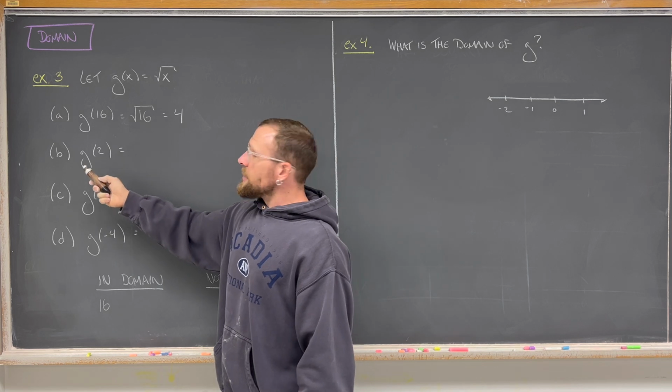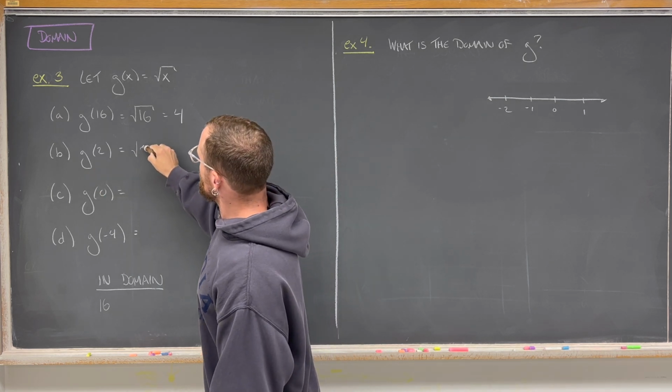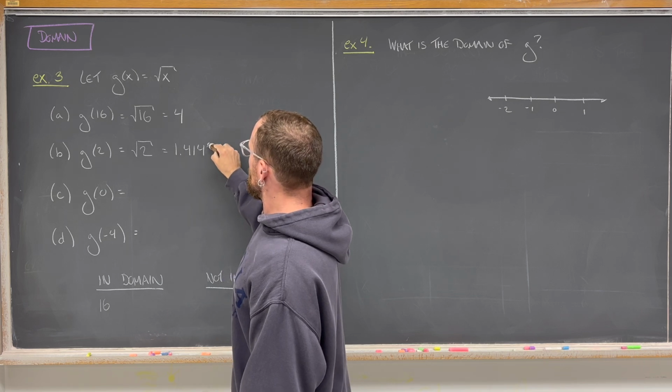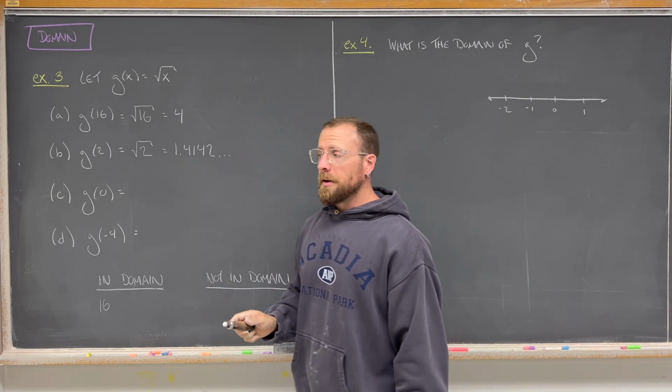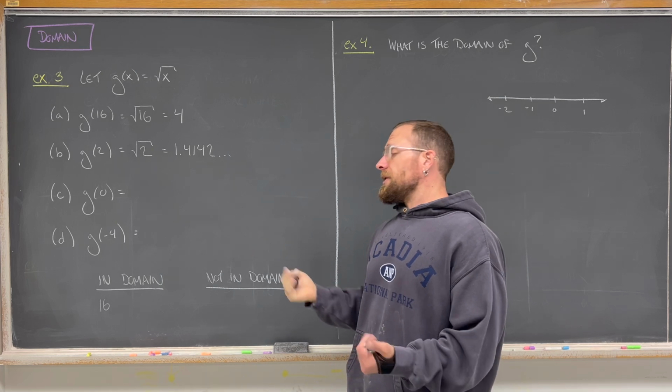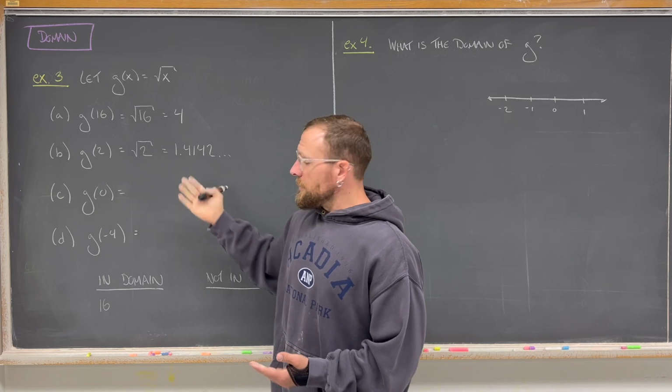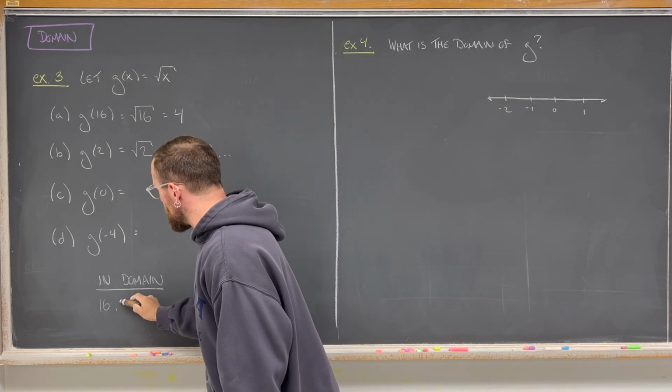What about 2? g of 2 would be the square root of 2. That's fine. That's about 1.4142. Keeps going. It's not a whole number. It's not even a fraction. But it's fine. This program is going to run. No problem. 2 is in the domain.